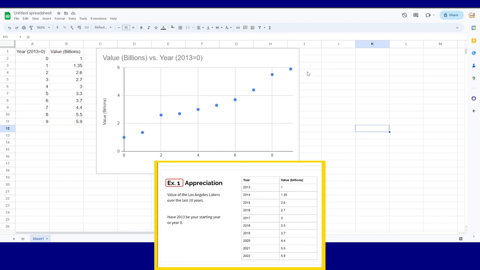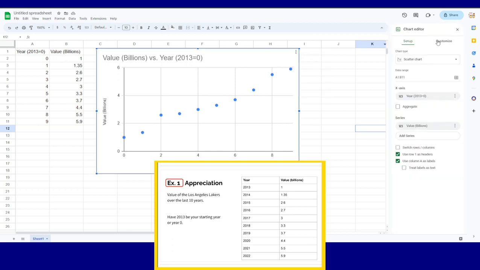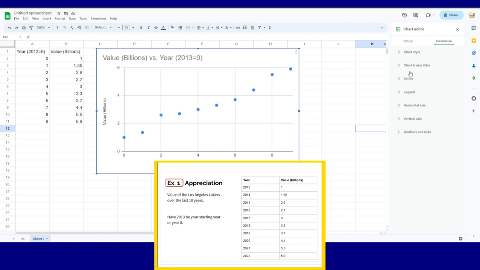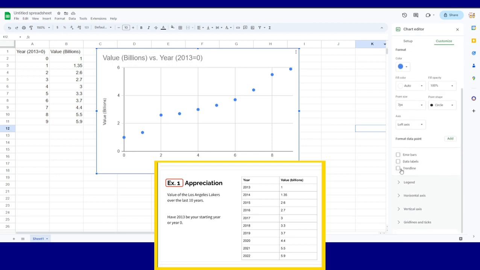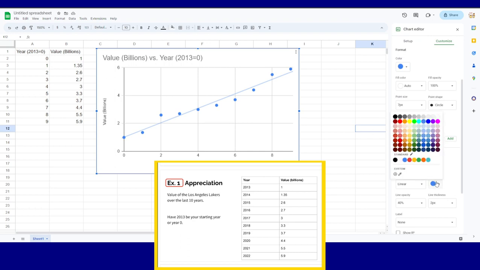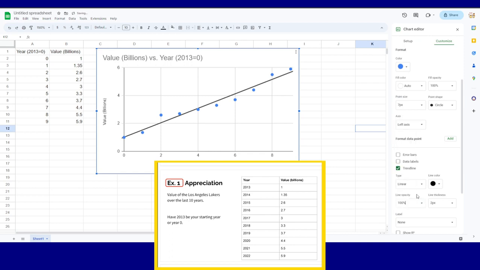Next thing we want to do, I clicked out of it. So if you ever click out of it, you can go back up to the three dots, edit chart. We're going to go to customize. We're going to go down to series. And we're going to scroll down to see where it says trend line. We see this little checkbox. So we're going to check that off. And as soon as we do that, it creates a line of best fit for us, which is what we want. We can adjust it if we want, maybe make it darker, change how opaque it is, increase the size. We don't want to increase it too much, just make it stand out a little bit more. So you can always customize.